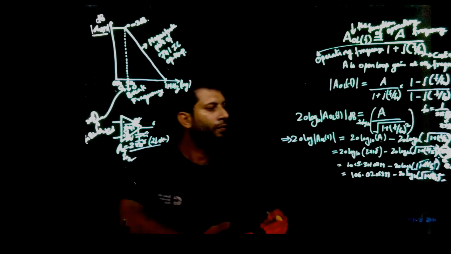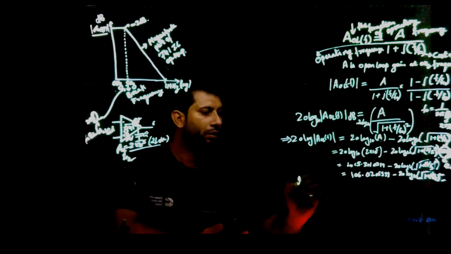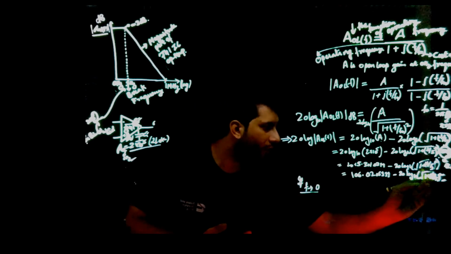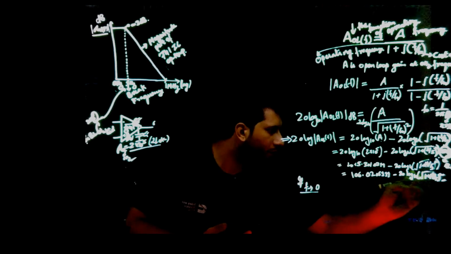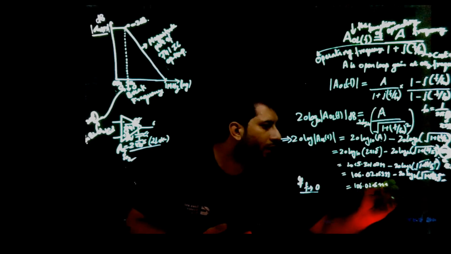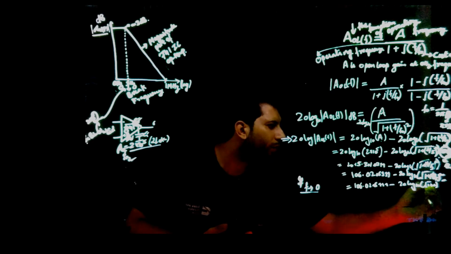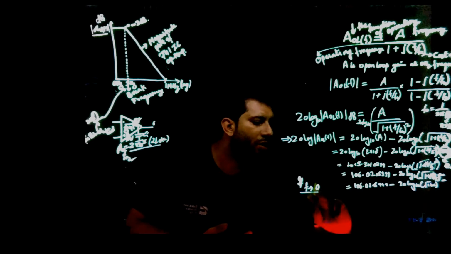Now if we take the operating frequency equal to 0, in this case we put f equal to 0 and this whole term becomes 1, sorry, the whole term becomes 1. That is 106.020599 minus 20 log base 10 under root 1, and this will become 0 because the operating frequency is 0 Hertz.